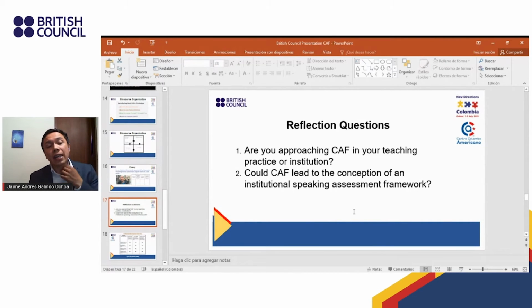And the second question that I'd like to pose for you is, could CAF lead to the conception of an institutional speaking assessment framework? Because when we have regular exams or summative assessment, we might say institutionally we work. But when you want teachers to give ongoing assessment every day in little groups, when you want to promote peer assessment, self-assessment, group assessment, are we providing teachers with the concepts to go holistically, or are we still leading those feedback sessions in which we focus so much on grammar and pronunciation, as I said?